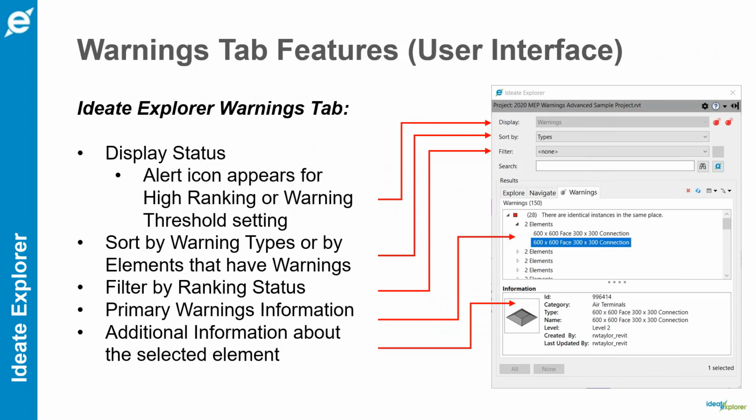So just a quick spin on the Ideate Explorer Warnings tab interface. I'm going to be showing this interactively here in a moment. But you can display the warnings. Basically, when you go to the Warnings tab, you can sort by either the warning types or by elements that contain warnings, which is really nice. You can filter on the status. So if you set the ranking to be high, medium, or low, you can filter on that particular status. You can also search for keywords, which is very nice because that's something you certainly can't do with the Revit dialog. And it's going to show you information about the elements, and once you highlight an element, like in this case I'm highlighting an air terminal, it's going to show you additional information about that air terminal: the type, the name, where it's located, as well as who created it and who last updated it within the central model.